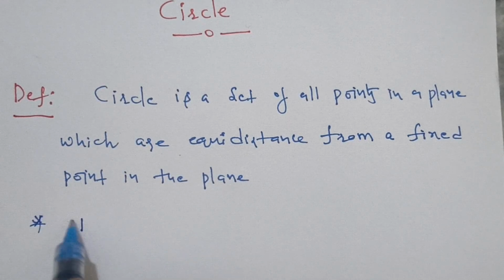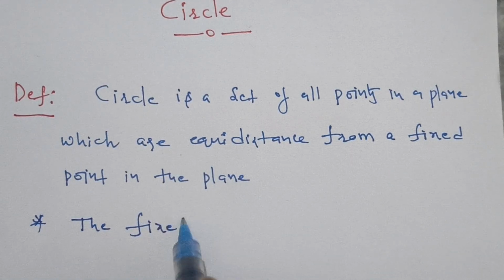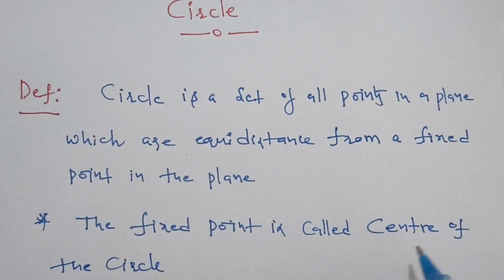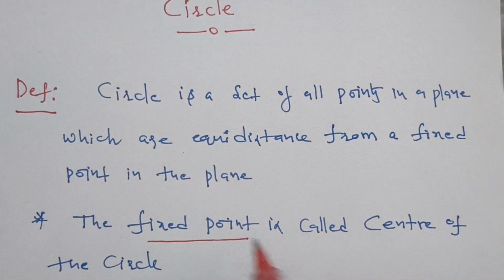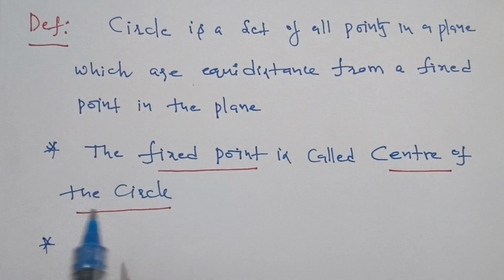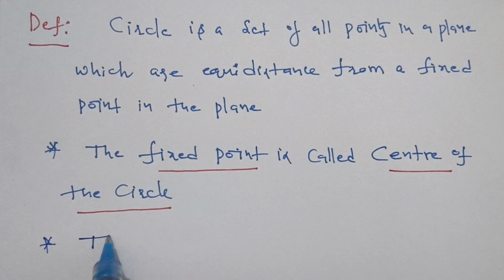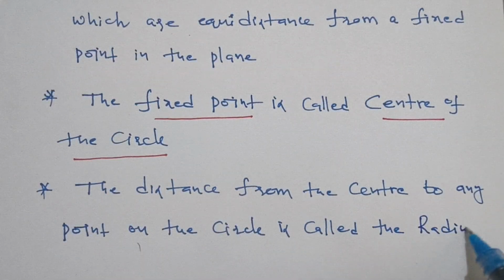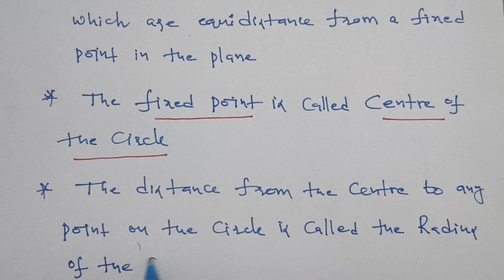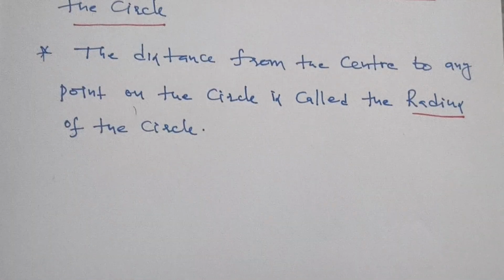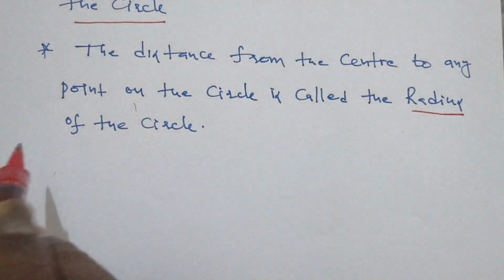Here we write some notes. The fixed point in the plane is called the center of the circle. And the second point from the above definition is that the distance from the center to any point on the circle is called the radius of the circle.